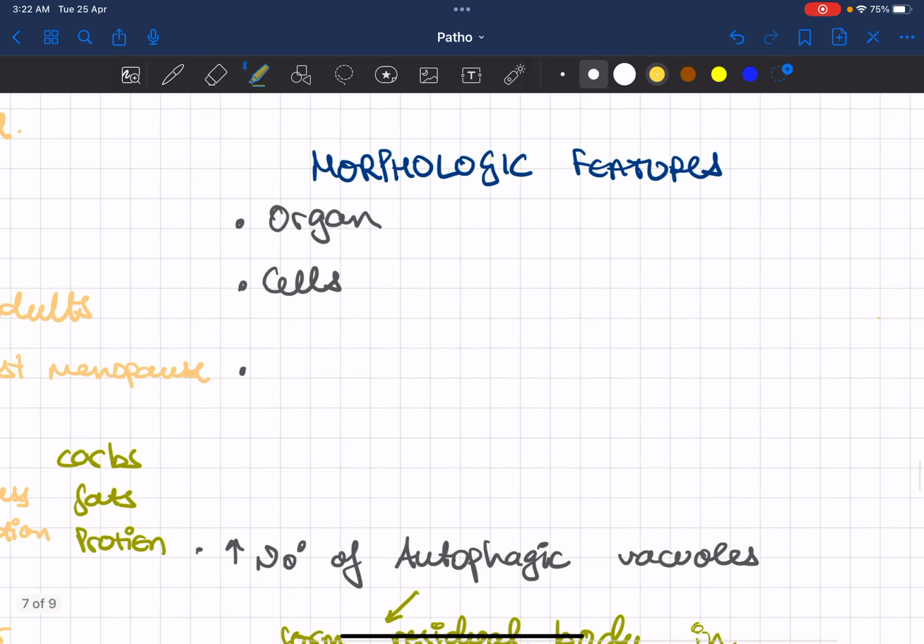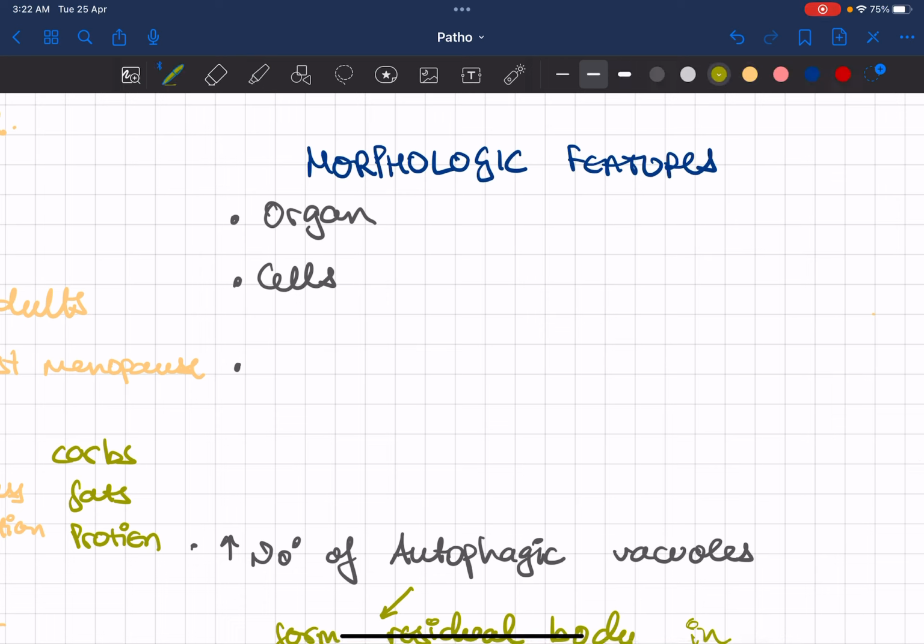After this, we lead to the morphologic features of atrophy. When an organ undergoes atrophy, how does that organ look? What do you think? What is the basic thing that comes to your mind? Yes, right. The organ would look small and shrunken. And what about the cells? How would the cells look if the organ has undergone atrophy? Yes, agreed. Cells would also look small in size, right?